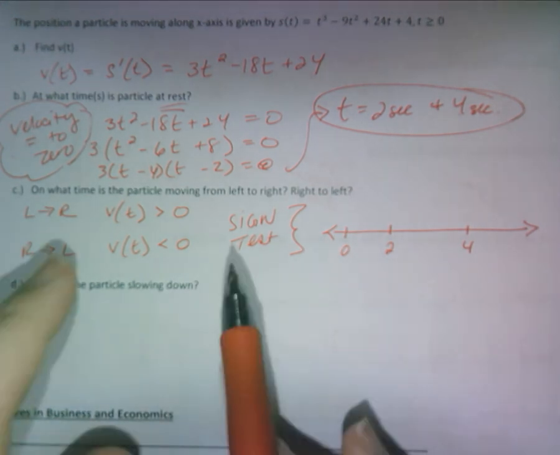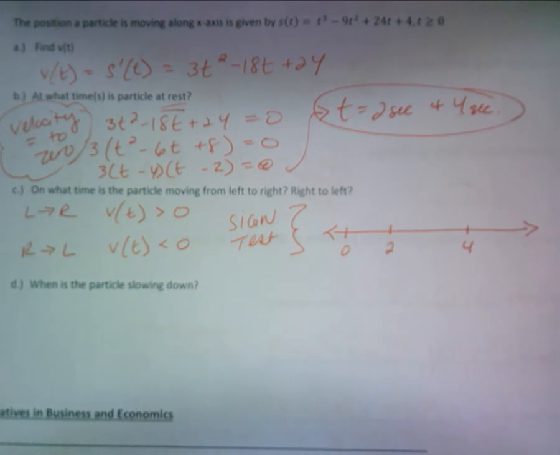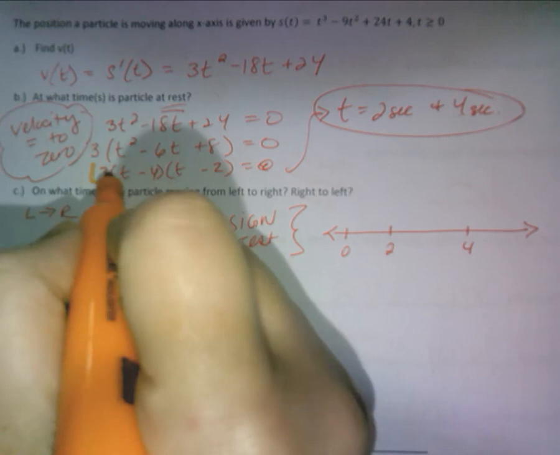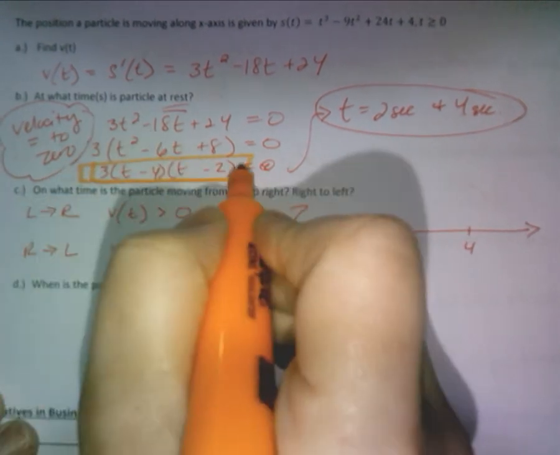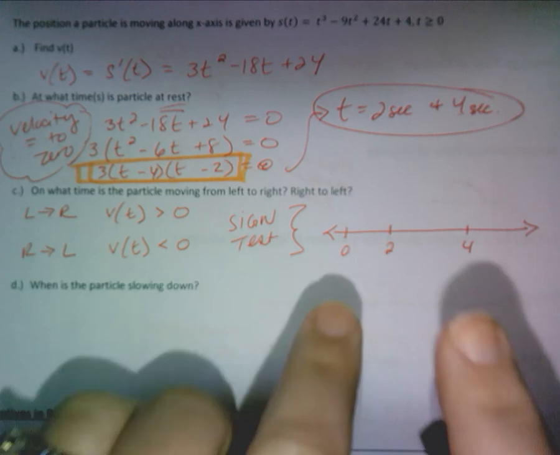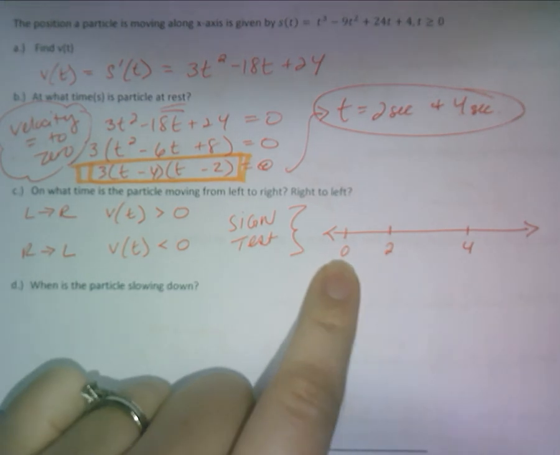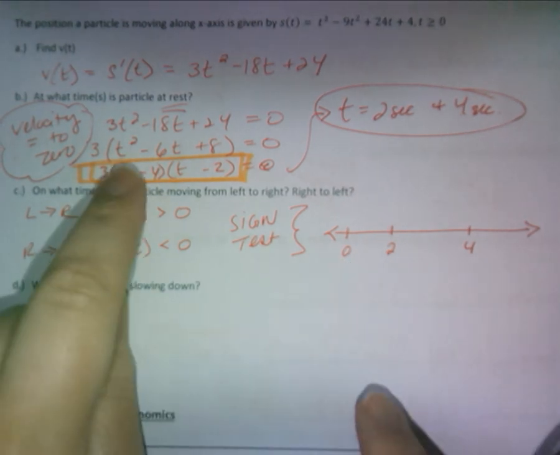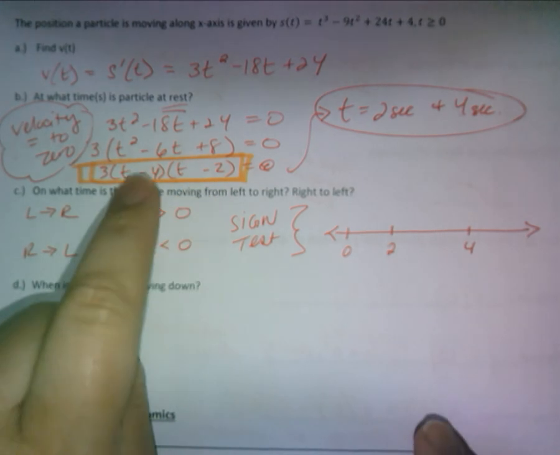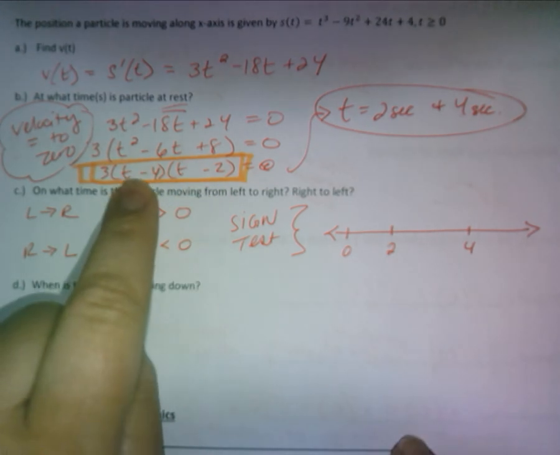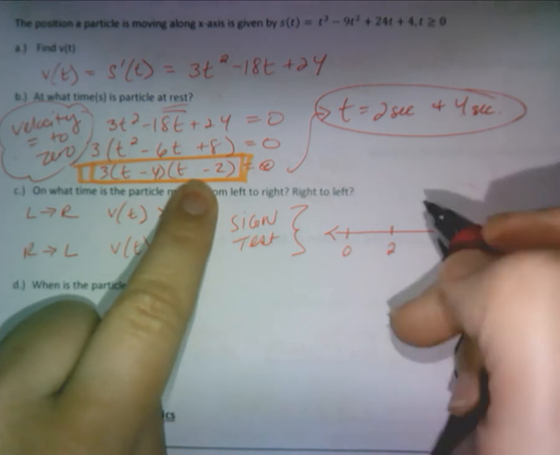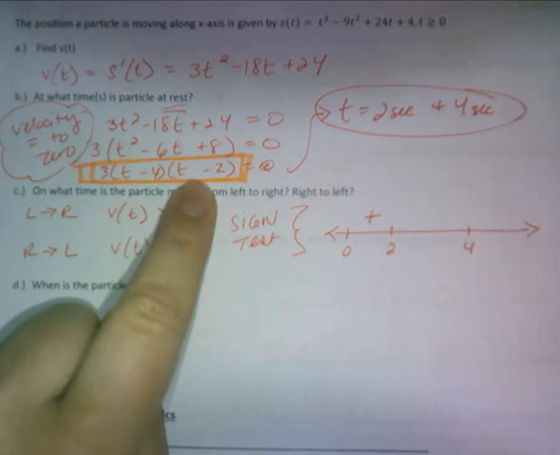So here's what you do. You do a sign test. If you don't remember where to plot the numbers, you go back into the velocity function right there. And you pick a number that comes between 0 and 2. Give me a number. 1. You put 1 in here and 1 in here, and you just test the sign. What's 1 minus 4? Is it positive or negative? What's 1 minus 2? What do 2 negatives make? So it's going to be a positive right there.